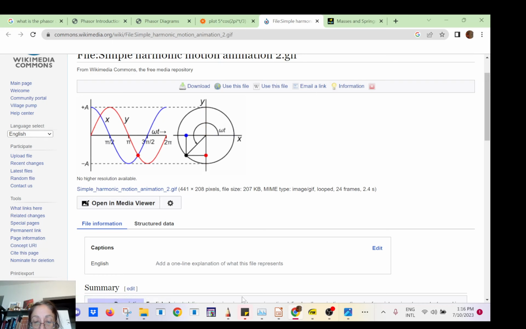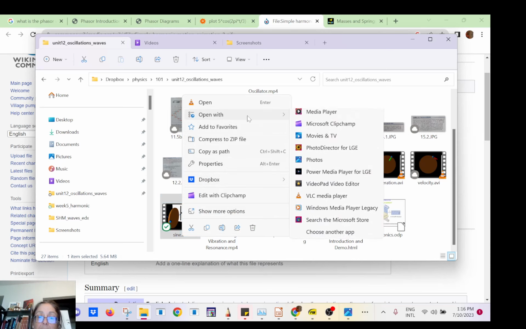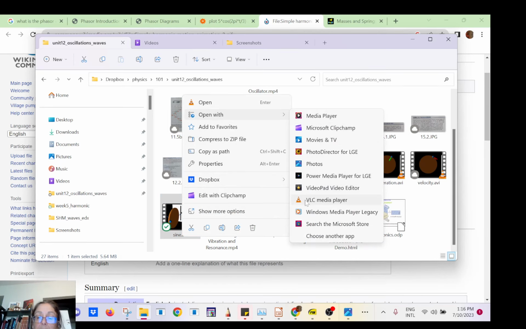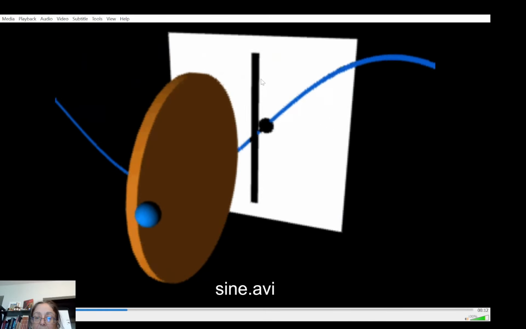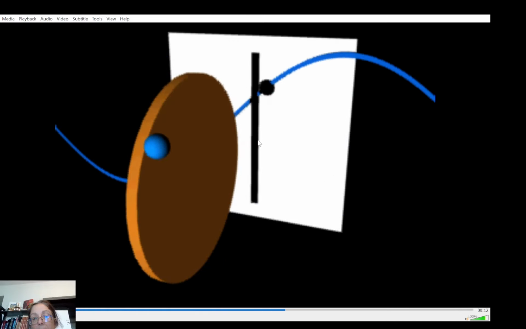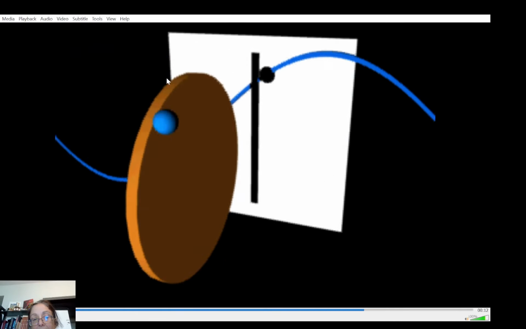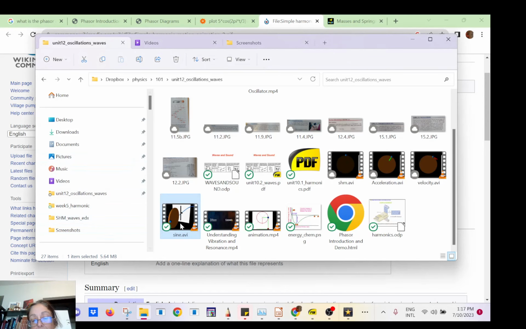Again, let's look at this one. Maybe this one is a nice one. Here you have your oscillator. It could be a mass on a spring, and it's just the projection of that mass going around the circle at a constant speed.